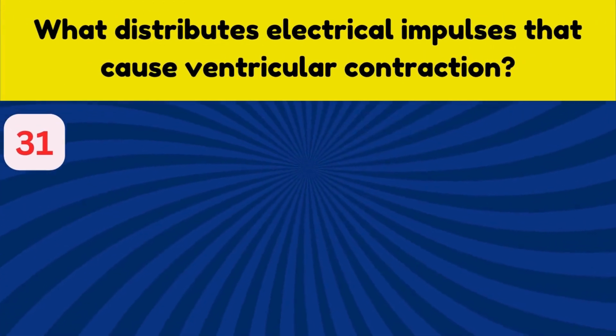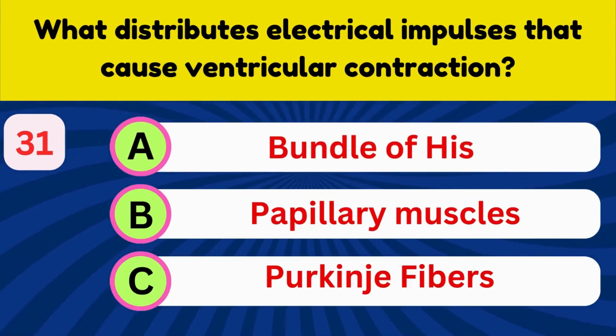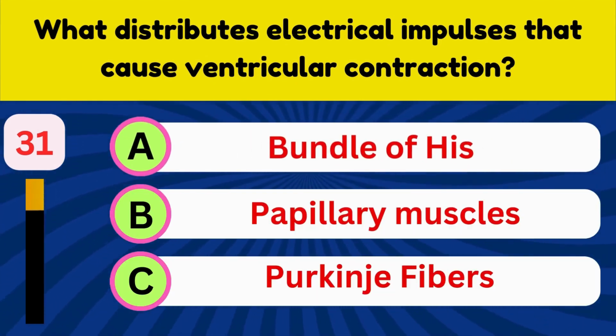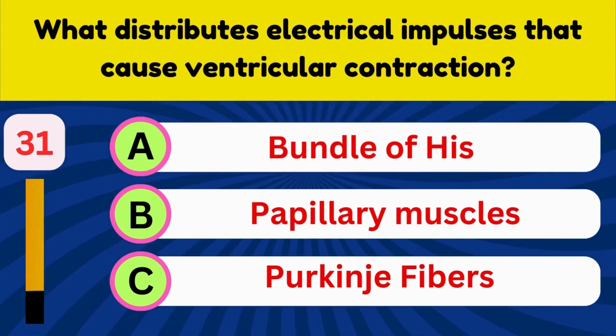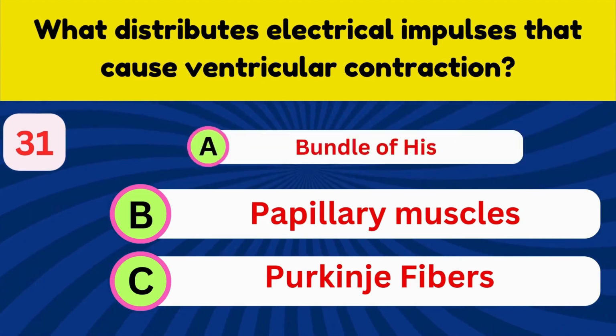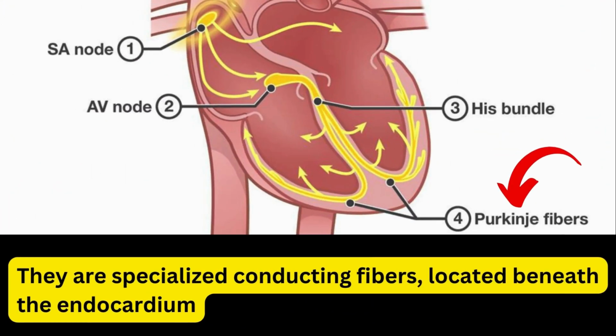What distributes electrical impulses that cause ventricular contraction? Purkinje fibers. They are specialized conducting fibers located beneath the endocardium.